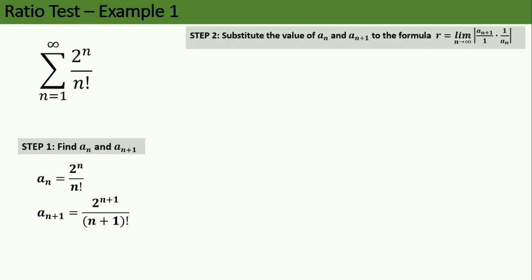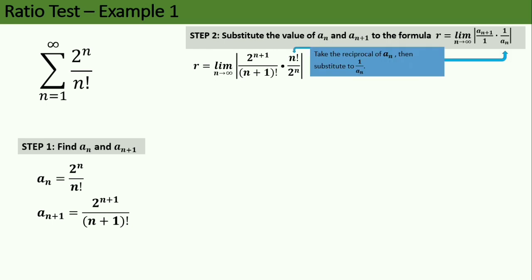Then step 2, substitute the value of a sub n and a sub n plus 1 to the formula. So our a sub n plus 1 all over 1 is 2 to the power of n plus 1 all over n plus 1 factorial. And our 1 over a sub n is, take the reciprocal of a sub n, then substitute to 1 over a sub n. And the reciprocal of this is n factorial all over 2 to the power of n. Then step 3, simplify using algebra.